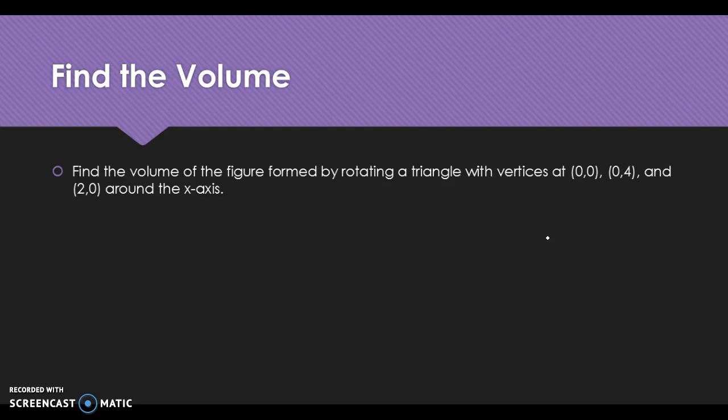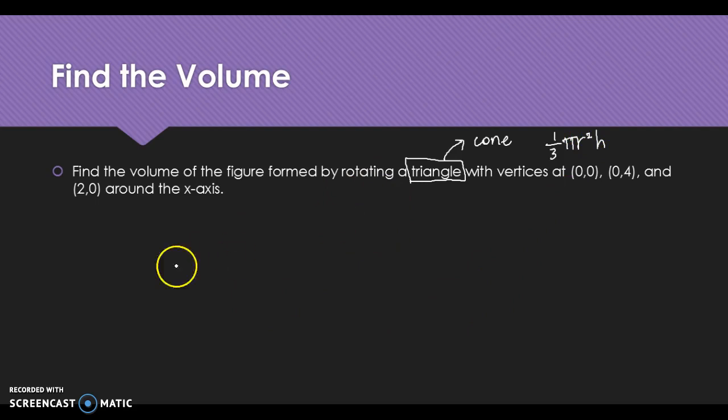So for example, I want to find the volume of a figure formed by rotating a triangle with vertices at (0, 0), (0, 4), and (2, 0) around the x-axis. So I'm taking a triangle, and I'm rotating it on one of its sides, which means I'm going to get that cone. And to find the volume of a cone, it's 1/3 pi r squared h.